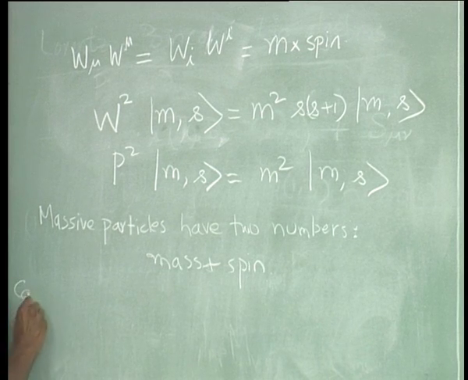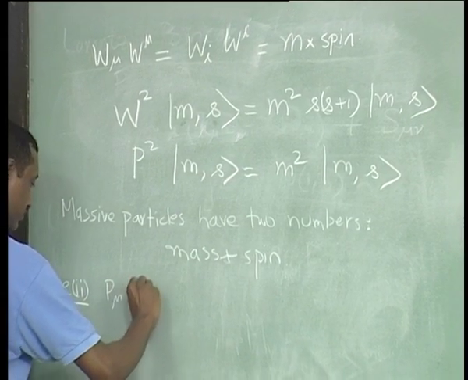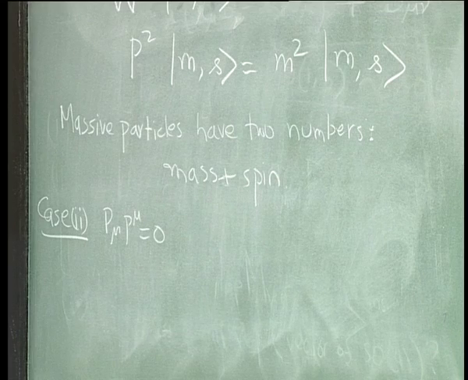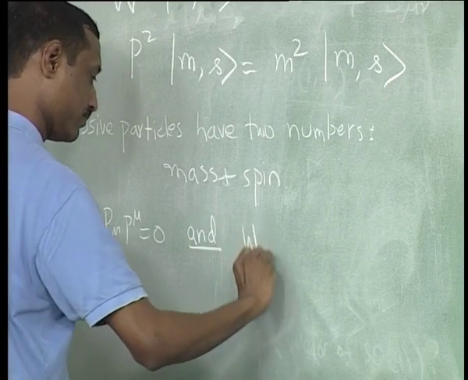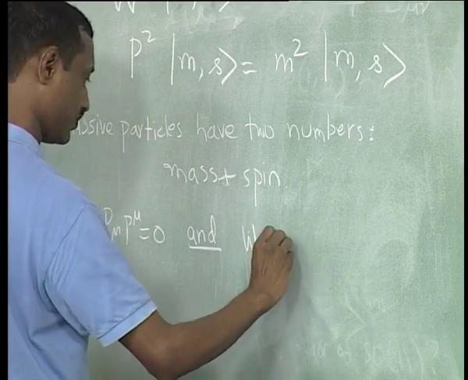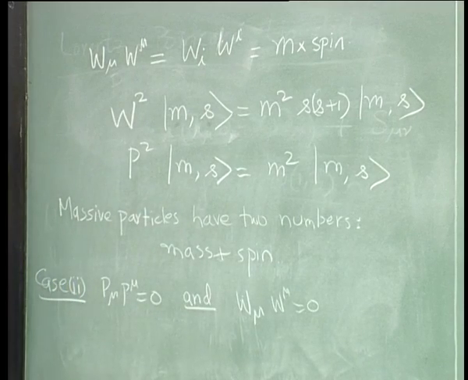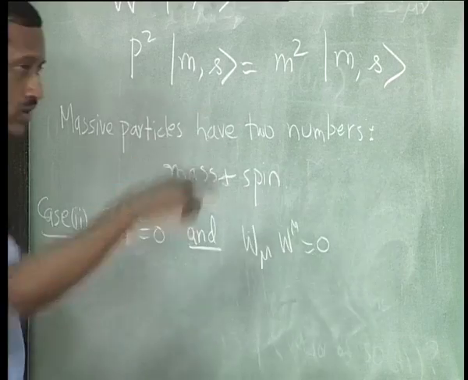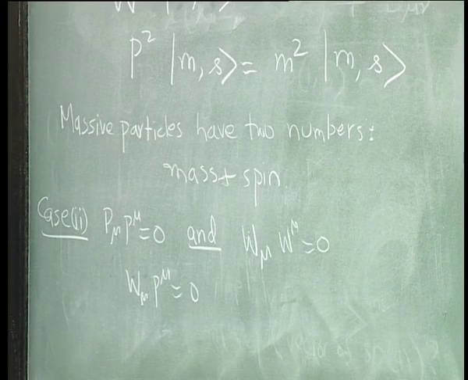The second case is when P squared is 0. This is what we will call massless particles. W^μ is also 0 if both of them are 0. So this is what we will call a massless particle, but we will also put this condition in, and it is trivial to check from the definition that W^μ P_μ is 0 just from the antisymmetry.